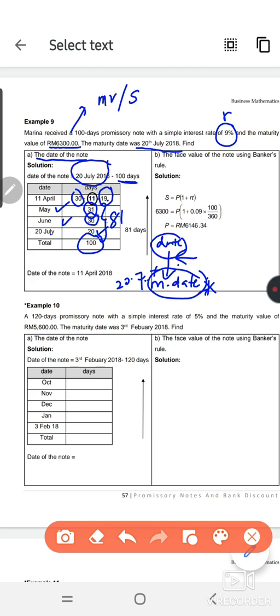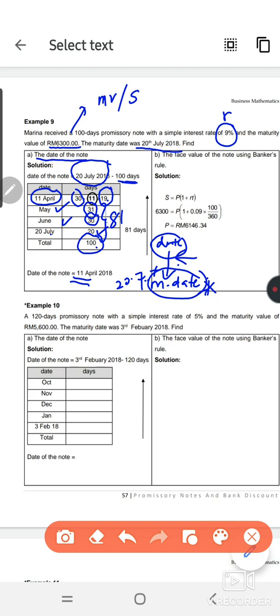So 30 hari tolak berapa hari? Dapat 19. So tolak 11. So dia akan bermula dengan 11 April. So kalau kira balik dari atas ke bawah tu memang awak dapat lah total date dia 100 hari. So date of the note is 11 April. So saya harap awak boleh faham yang ni cara nak kira date of the note, sebab dia kena kira ke belakang.